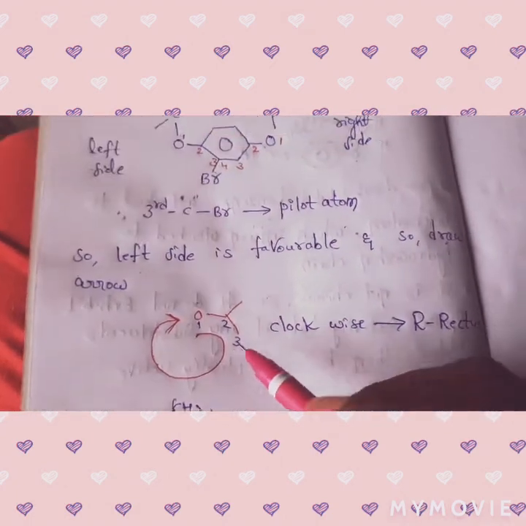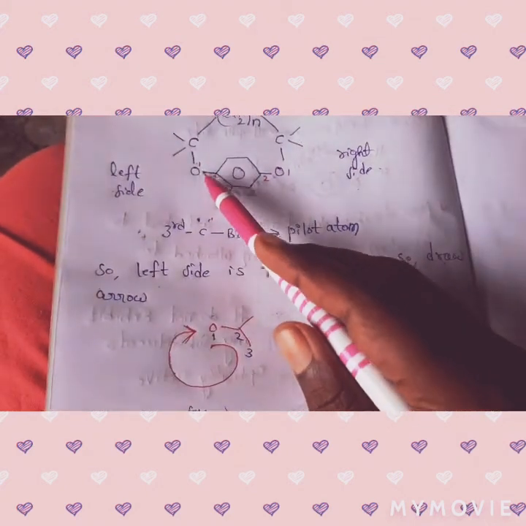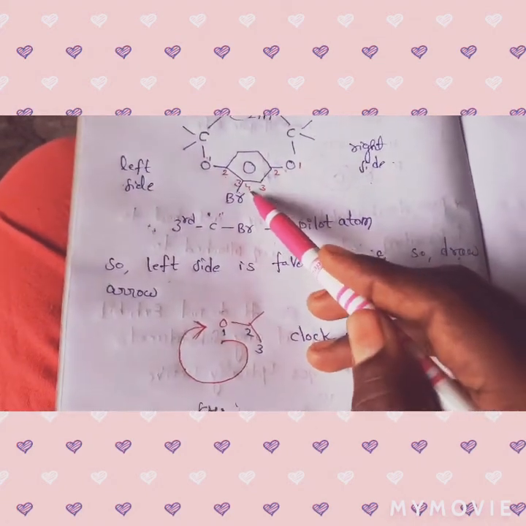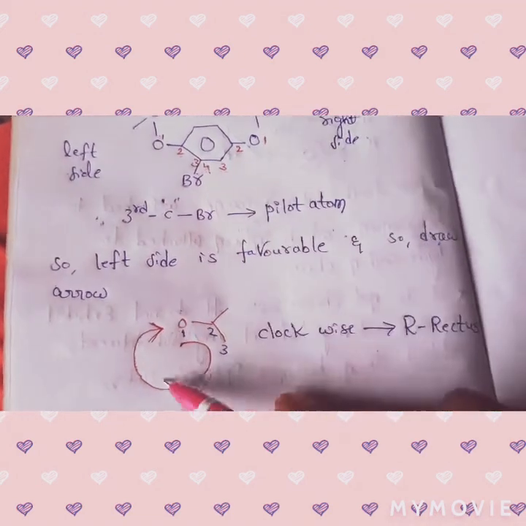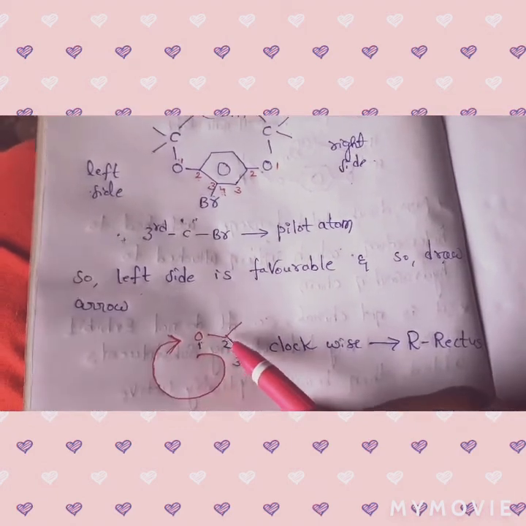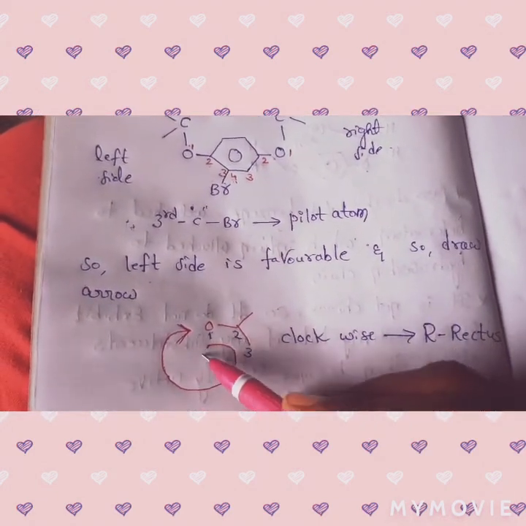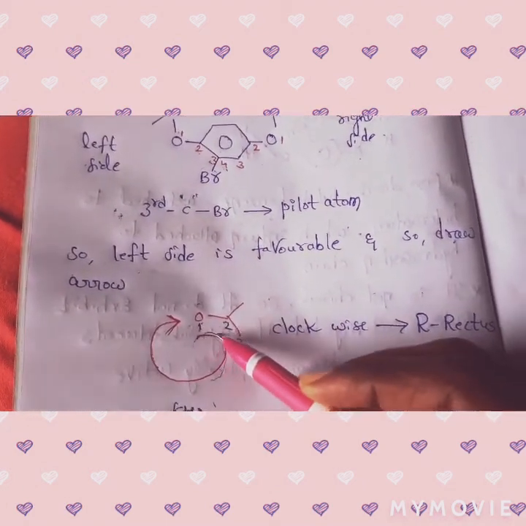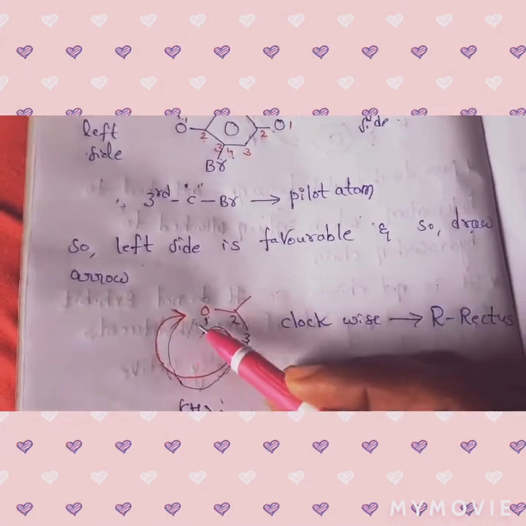Observe this, I have just drawn it here: oxygen, carbon, and oxygen, carbon, carbon, because only up to here I have given numbering. So 1, 2, 3. Both are the same, and according to these numbers, just draw an arrow. That's it. 1, 2, 3. So we just draw the arrow like this, and it seems to be in the clockwise direction.